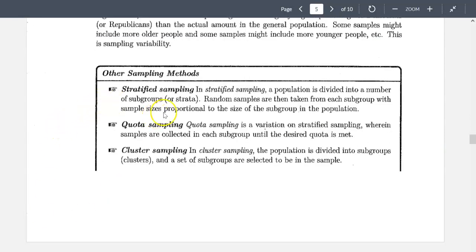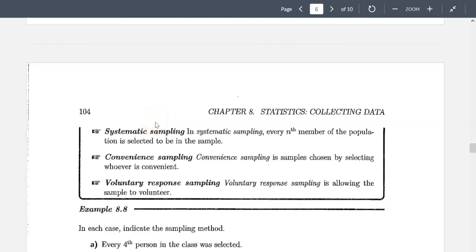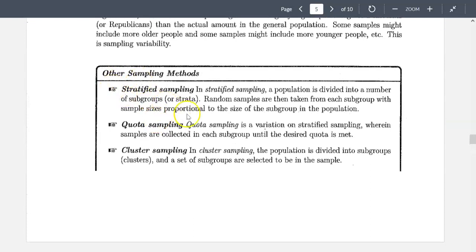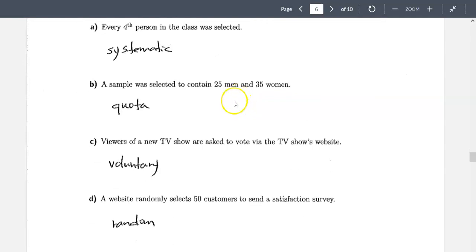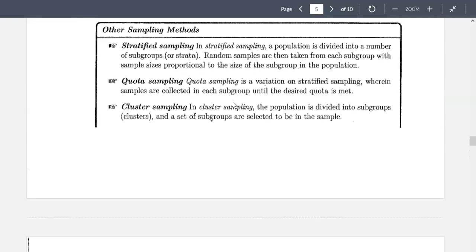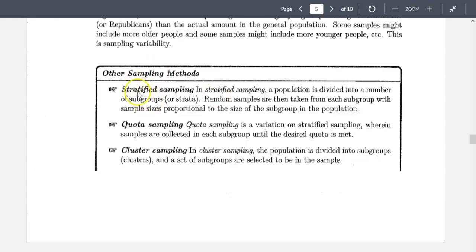The most important thing about this section is knowing the difference between these sampling methods. As you're reading through, look at the definitions and then the examples of them. The most important difference to know is stratified versus cluster. Quota is just a special type of stratified. Now, stratified sampling versus cluster sampling.